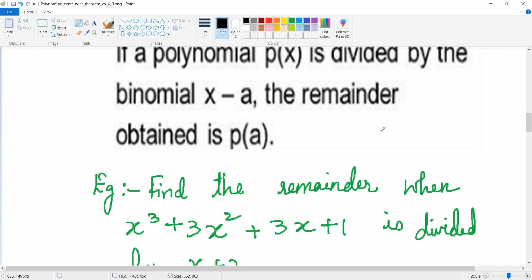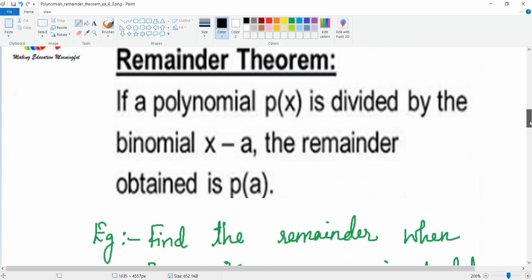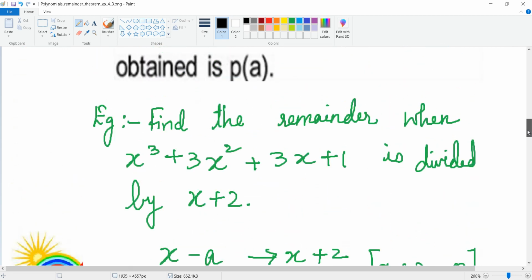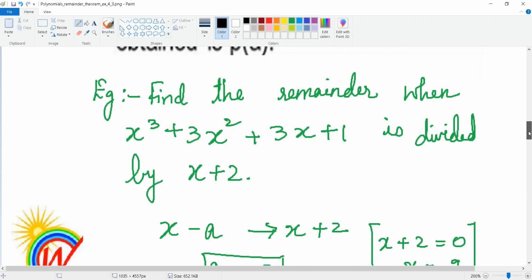See, if I ask you to divide something and get the remainder, what do you usually do? You actually divide it and find the remainder, isn't it? Now what we are going to do is use the remainder theorem, with which we can get this answer in 2 steps instead of sitting and dividing the whole thing. Okay, so now see, if I give you the question as find the remainder when x cube plus 3x square plus 3x plus 1 is divided by x plus 2. Okay, I'm going to do the same example as the previous question. But here I'm not going to divide it. There is no long division method involved. I'm just directly trying to find the remainder.